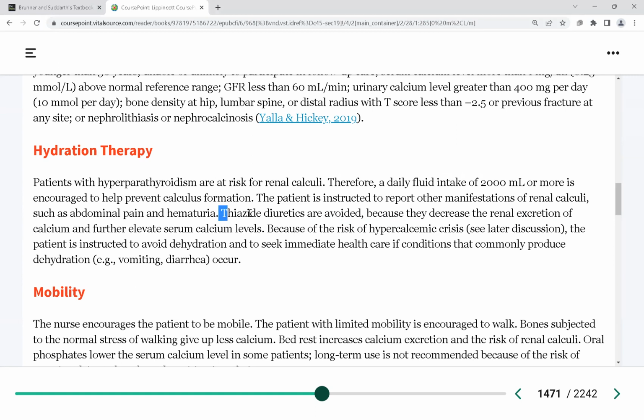Anything but thiazide. No thiazide diuretics. Are we clear? Thiazide diuretics actually raise calcium because that's how they work. They decrease renal excretion of calcium. So you use diuretics together with fluids, but not thiazide diuretics.